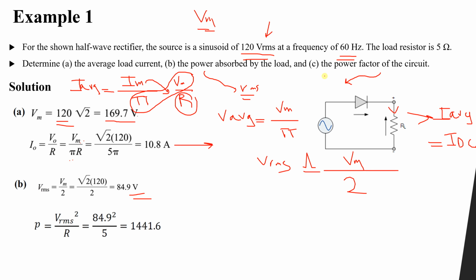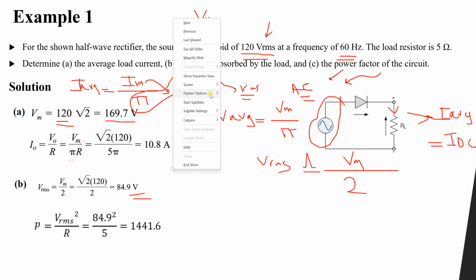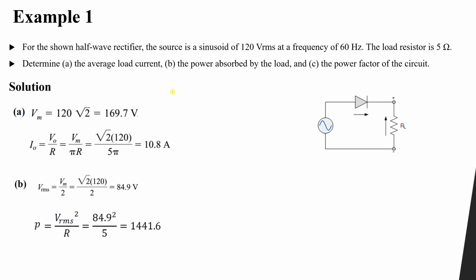The last requirement is the power factor of the circuit. Power factor exists in the AC part, where we are talking about the supply. So when we say power factor of the circuit, I am saying power factor of the supply. So let's just delete all of this. What is power factor? If you remember, power factor is simply equal to the active power consumed divided by the apparent power.